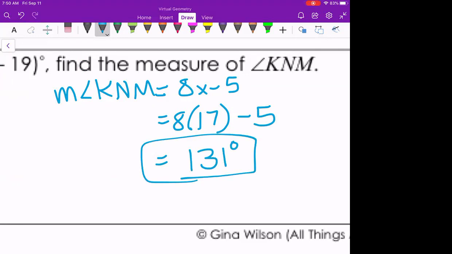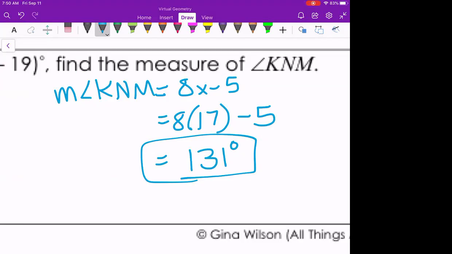So just read your questions carefully, guys, because not always will you have to plug them back in to find the actual value. Sometimes you may just need to find your x. So just pay attention to what the question wants you to find. If all you have to do is find x, then once you found it, you're done, you can stop. But if it specifically says find the measure of the angle, make sure you know exactly which one to plug it back into.